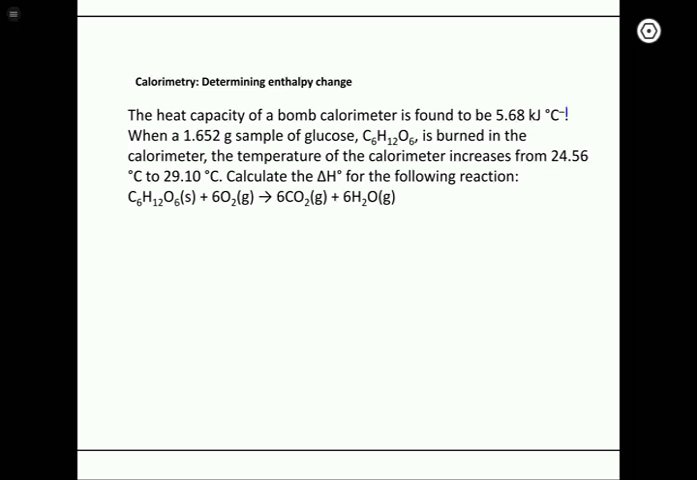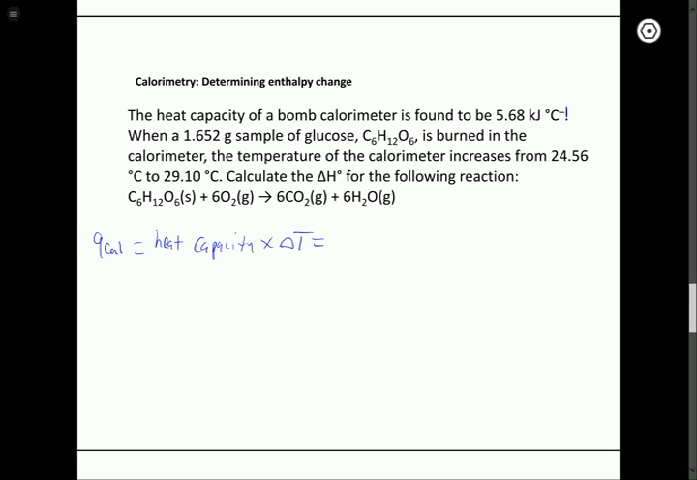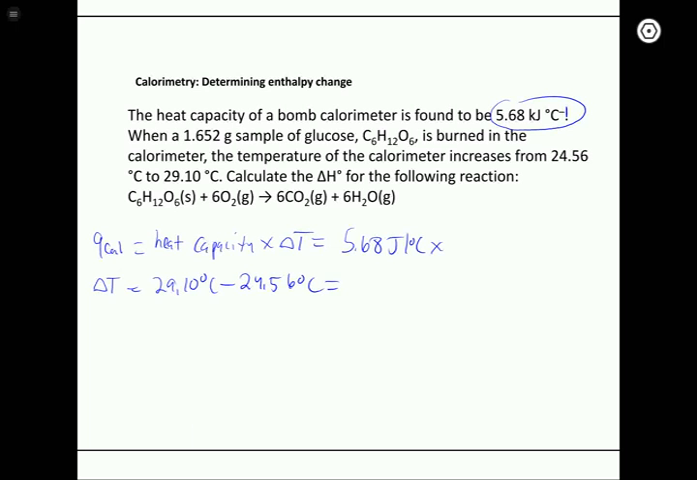So in these types of problems, it's a multi-step process. First we're going to determine the heat for the calorimeter, which is just, in this case, the heat capacity times delta T. So the heat capacity for our calorimeter is 5.68 kilojoules per degree Celsius, and then delta T is the final temperature, which is 29.1 minus the initial temperature, 24.56, which is 4.54 degrees Celsius.